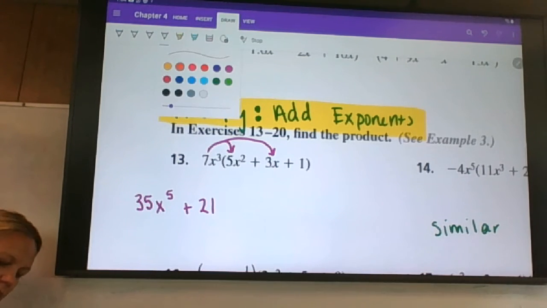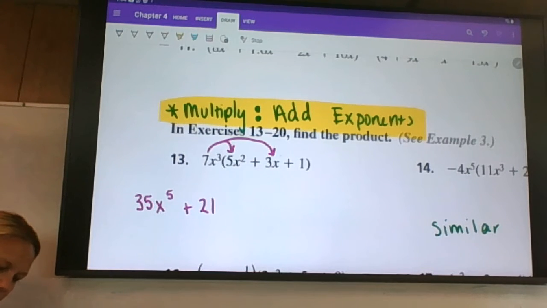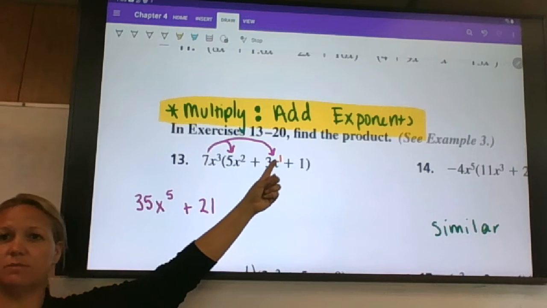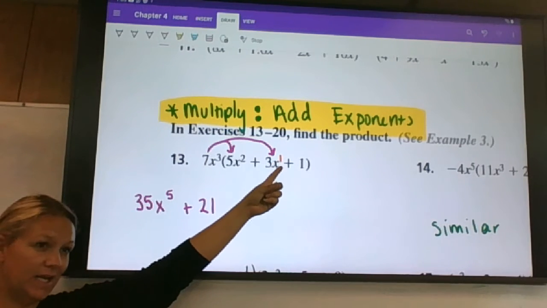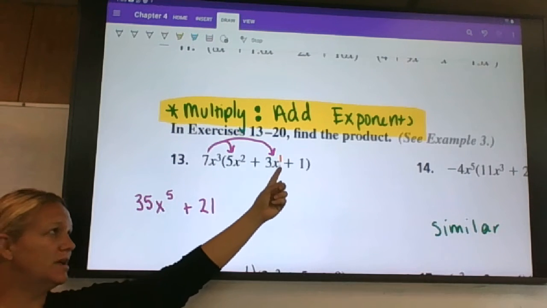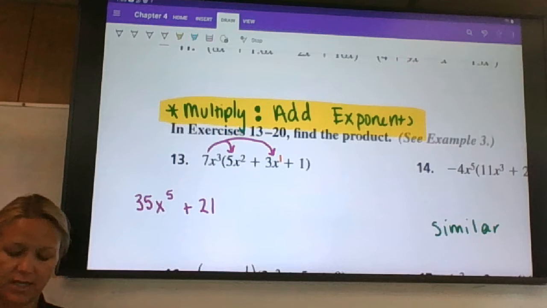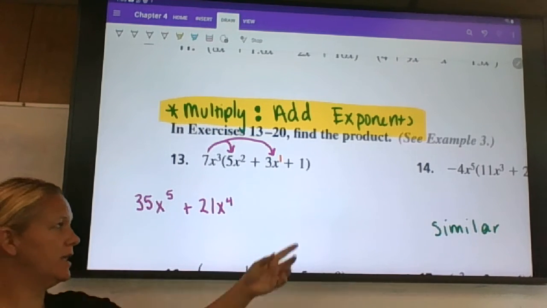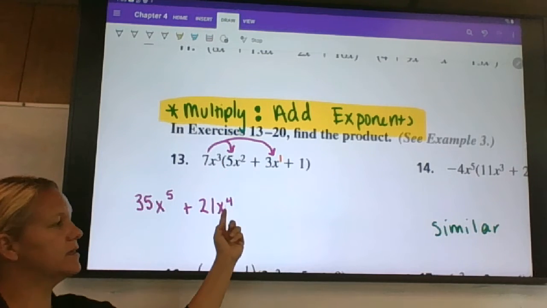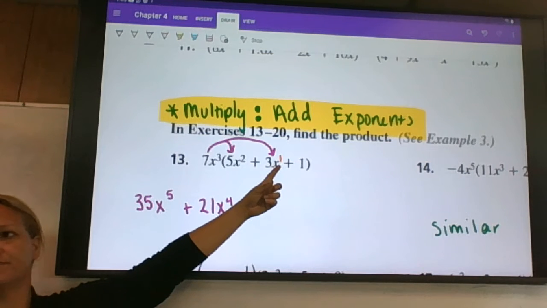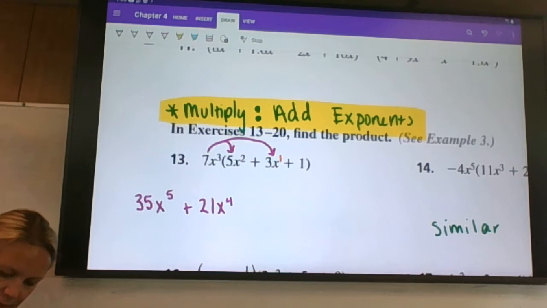Well, this is another little tip I have for you. This x didn't have an exponent with it, but there is an invisible one. So I like to write it to make sure I add it. So I have x to the third times x to the first. That's going to make x to the fourth. Sometimes when I don't write in the invisible one, I just leave it x to the third instead of adding it. So I put an invisible one in. And lastly, 7x to the third.